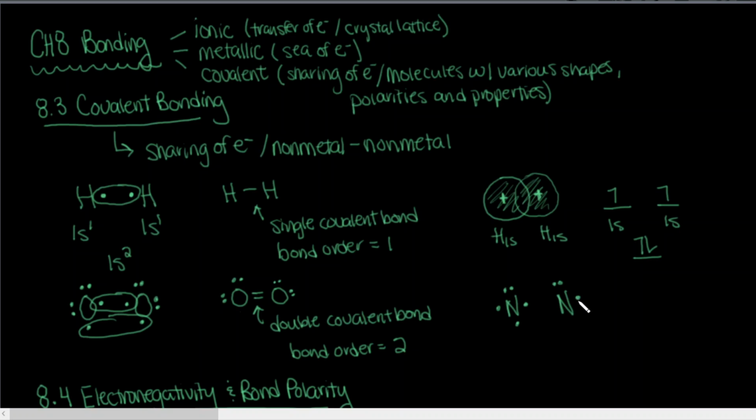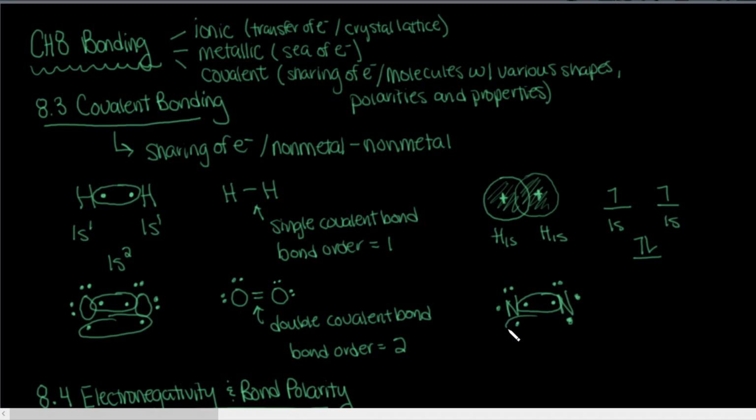And listen, these do not all have to be diatomic elements here. We can have a hydrogen bonded to a chlorine. That's another sort of nonmetal sharing of electrons. So don't think that they have to be diatomic in order to be covalent bonds. I know you know that already.